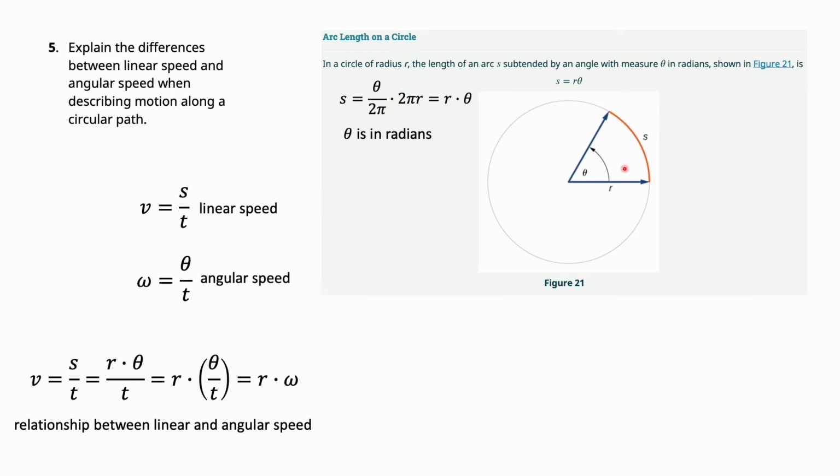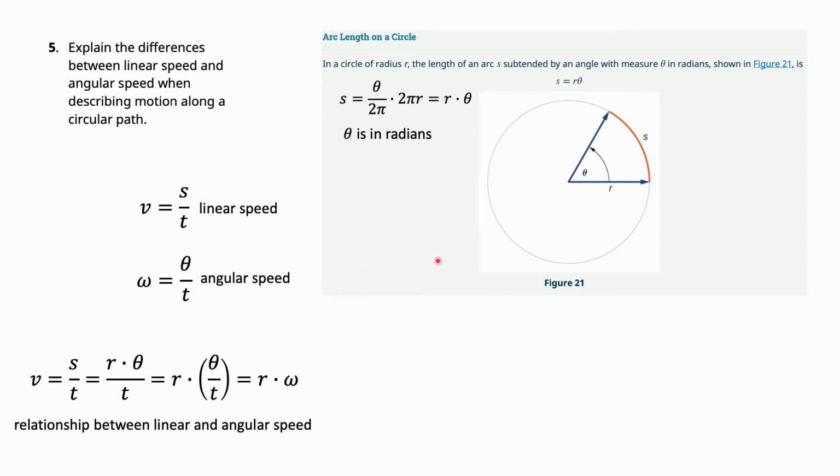Now linear speed would be, if something is on the edge, on this orange part, how fast is it moving? Well, it's the distance divided by the time. That's linear speed. The angular speed would be how much this angle is changing in a certain amount of time. So that'd be theta divided by time.